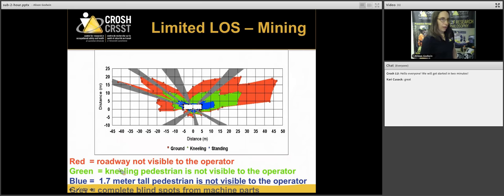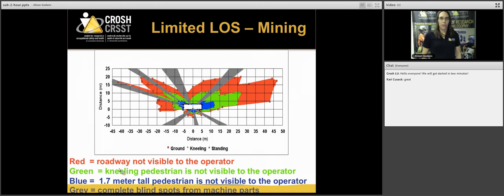You've probably seen this type of plot before, and this is some of the original work that we did in the mining industry for line of sight. And so the white box in the middle is the load haul dump, the LHD, and then we have circles around that, blue, green, and red, and the red is indicating that the roadway is not visible to the operator at those significant distances out from the machinery. And so a blue 1.7 meter tall pedestrian would still not be visible to the operator.